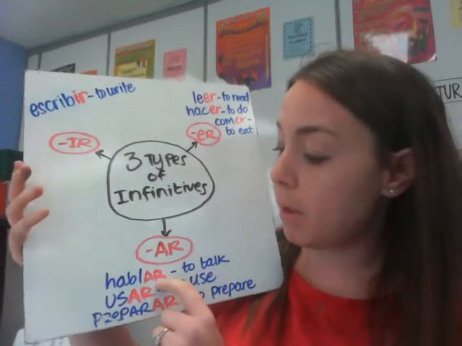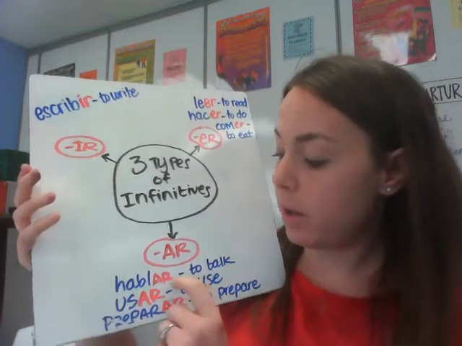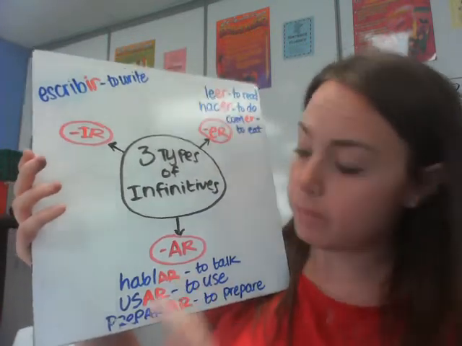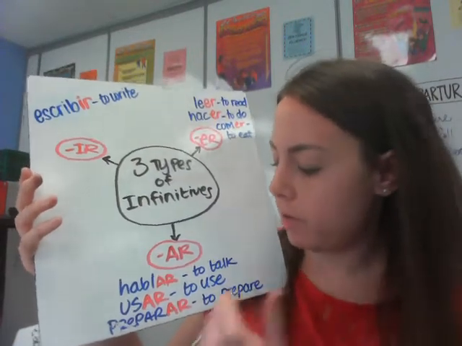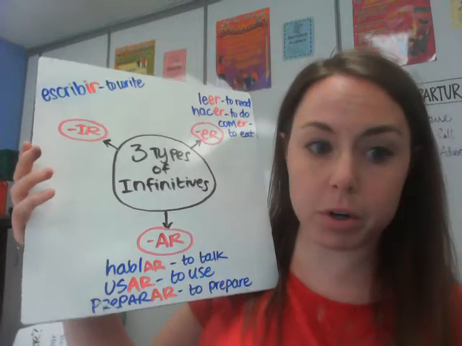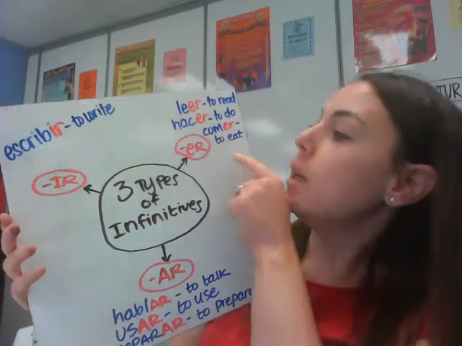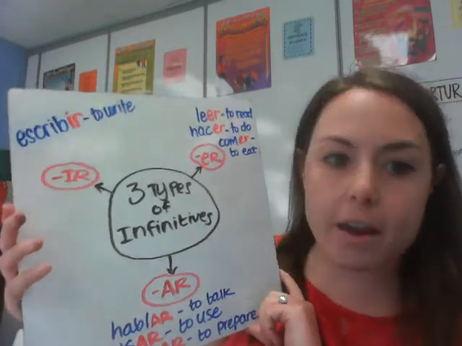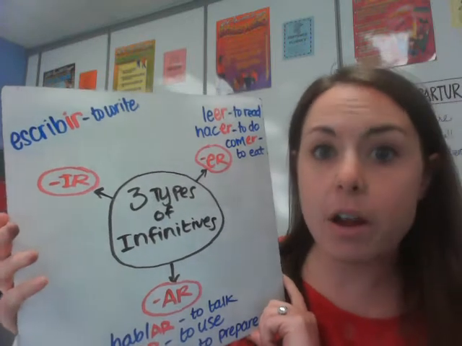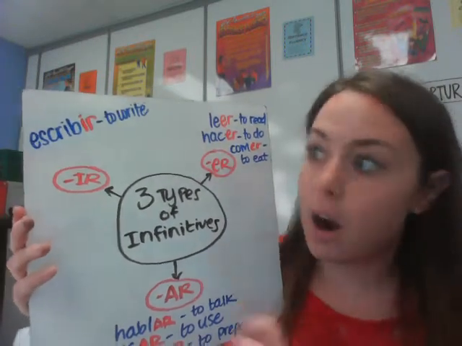For example, hablar is an AR verb, and it means to talk, and it's AR because it ends in AR. We have lots of AR verbs in this unit. We have usar, to use, and preparar, to prepare. All of these are examples of AR verbs. ER verbs are the next most common type, like leer and hacer and comer. All of those are ER verbs because the last two letters are ER.